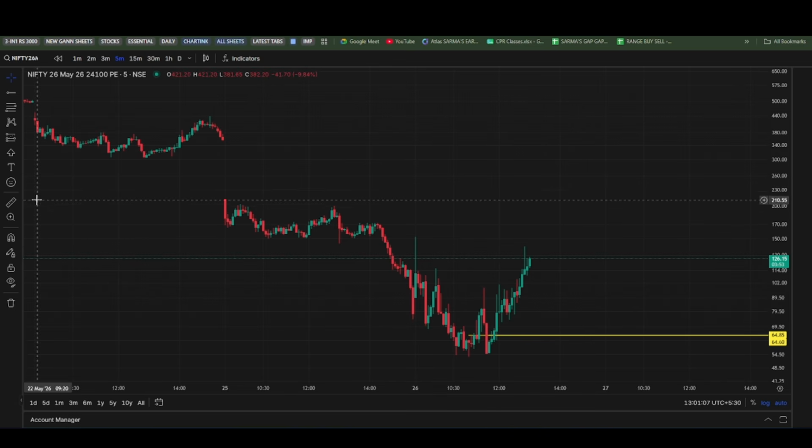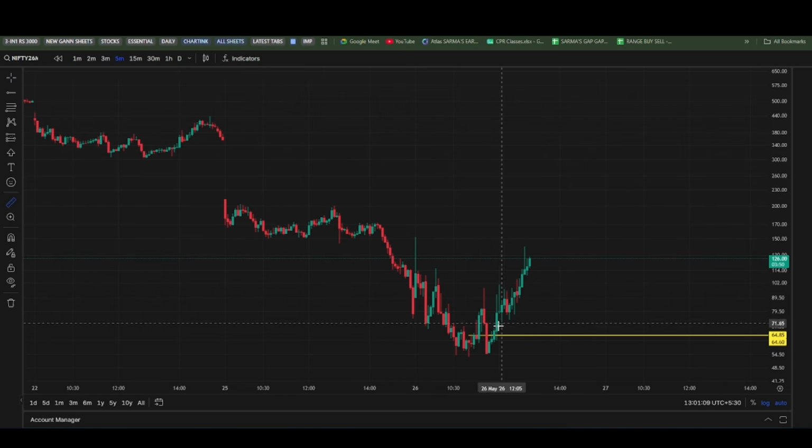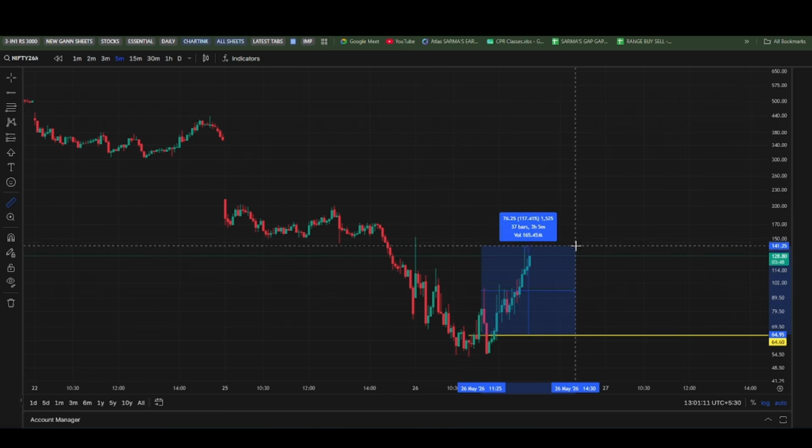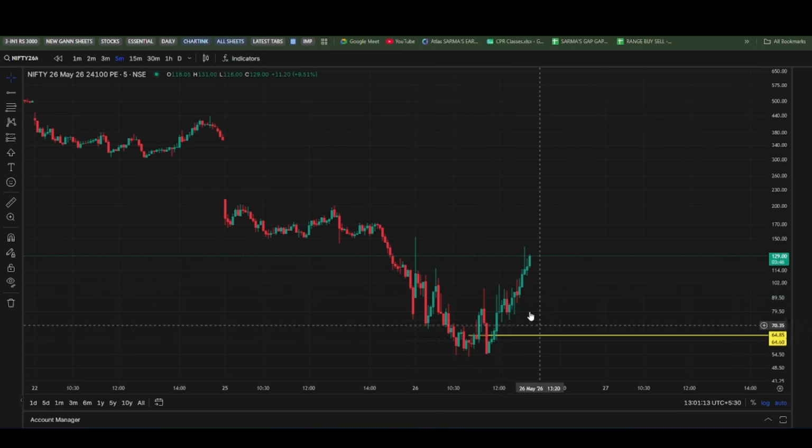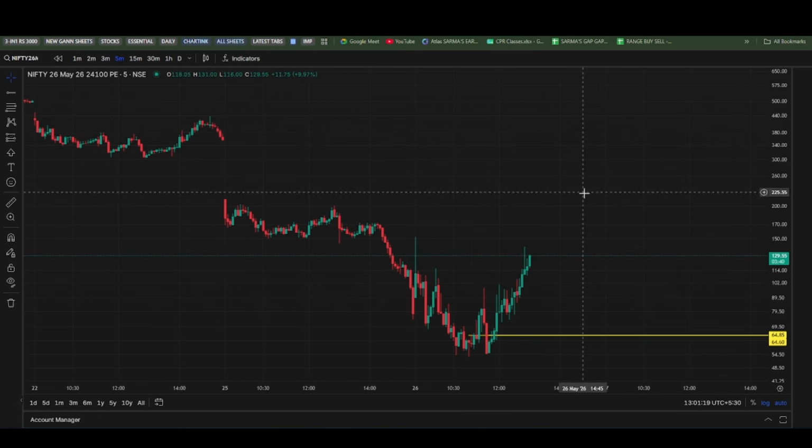So how many points did we get? We got almost from here to here, 75 points in this. This is called Gamma Blast, and we have enough time again till 3:30.